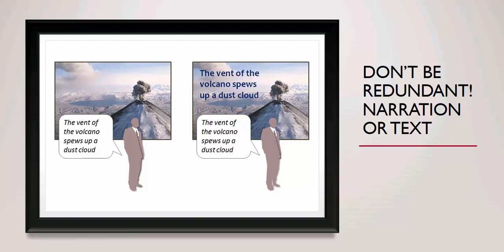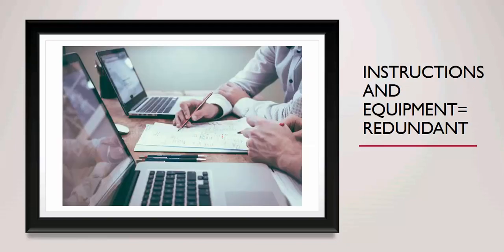An important caveat of the redundancy principle is that it does not apply when both spoken and written text are both needed for understanding. Another example of redundancy presented by Kluge and Sweller is redundancy of actual equipment. Having an instruction manual to read along with the actual computer may be redundant. Learners may learn more deeply with just the instruction manual.